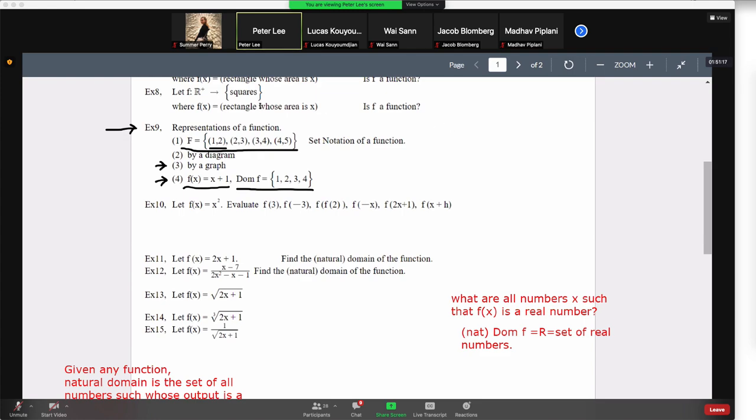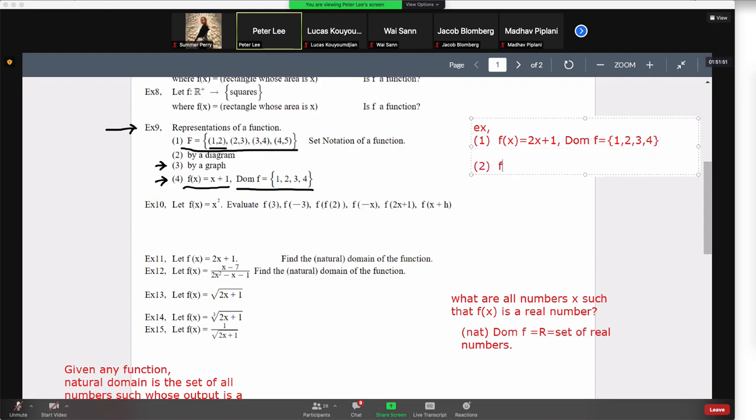How about this? Example number 1. f of x equal to 2x plus 1, where dom f is equal to 1, 2, 3, and 4. I just gave you this example right here. This is the first example, that function. Now, how about this?